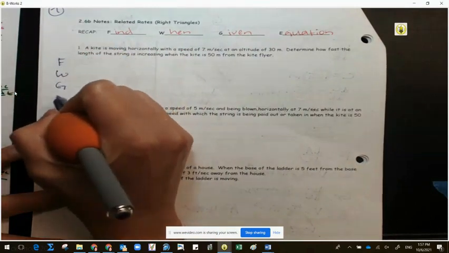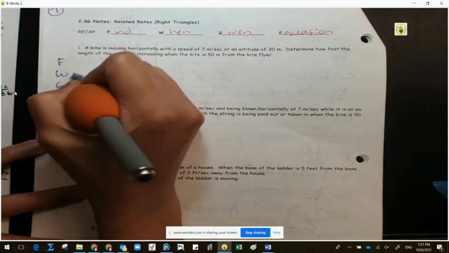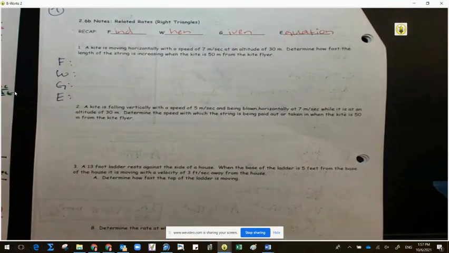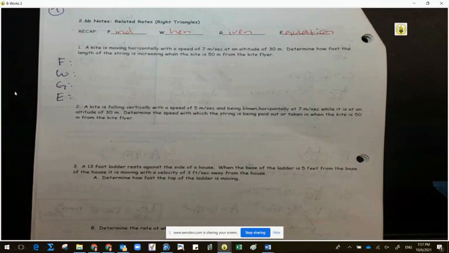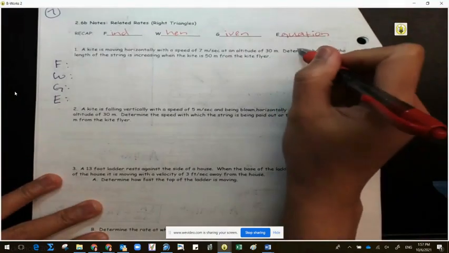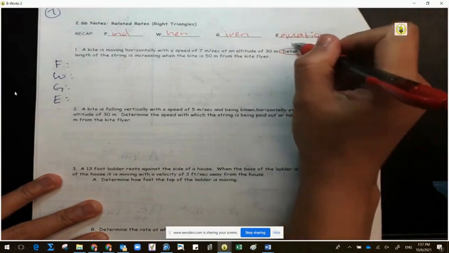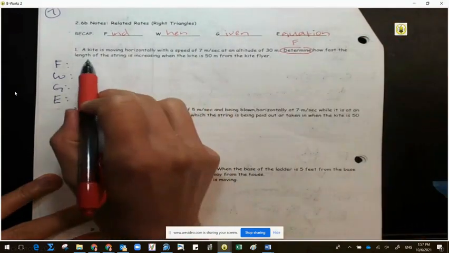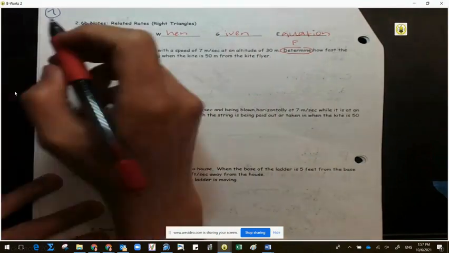Twiggy. And let's see what all I need. The find is like, what are we actually looking for? So do I see the keyword that's going to replace the word find? Determine, that's going to be our find. Find how fast the length of the string is increasing.